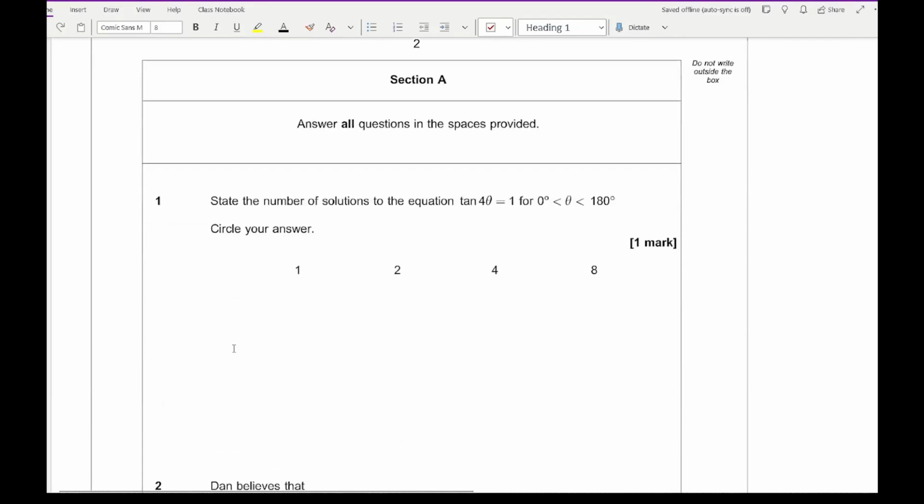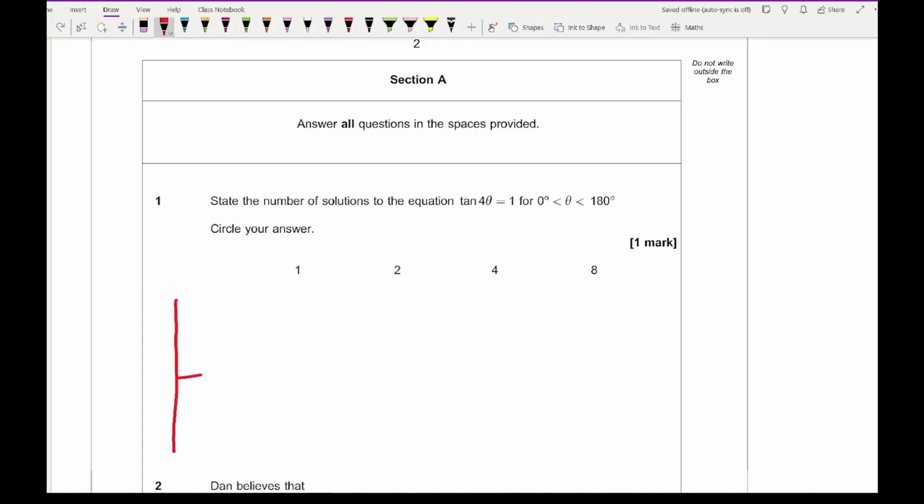So looking at question 1, it says state the number of solutions to the equation of tan 4 theta equals 1 for theta between 0 and 180. For this, one thing I would recommend if you don't know the answer straight away is to potentially draw the tan graph, and it looks something like this between the region of 0 and 180. So this is 0, that's 90, and this is 180.